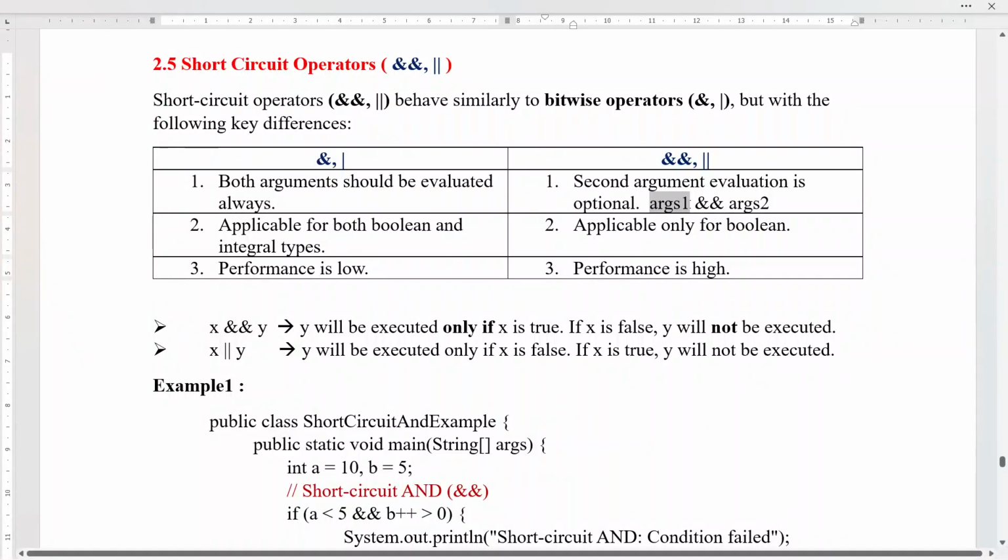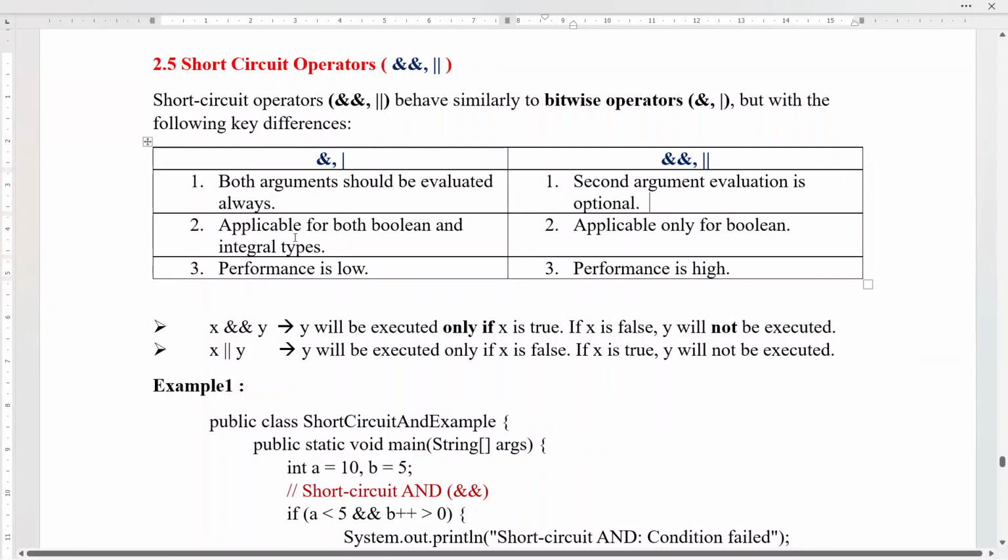If the first argument returns false, then there is no need of executing the second argument in the case of short circuit AND. If the first argument is false, the entire result is false, so there is no need to execute the second argument, only in the case of AND. And in the case of OR, if the first argument is true, then there is no need to execute the second argument, because the entire result is true.